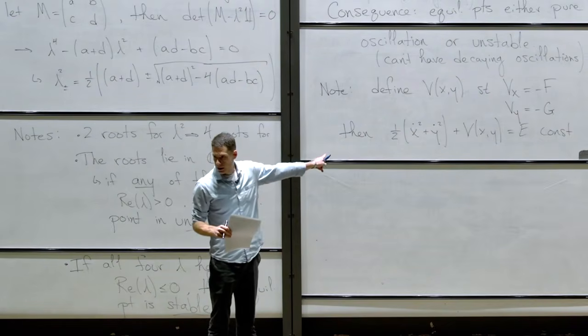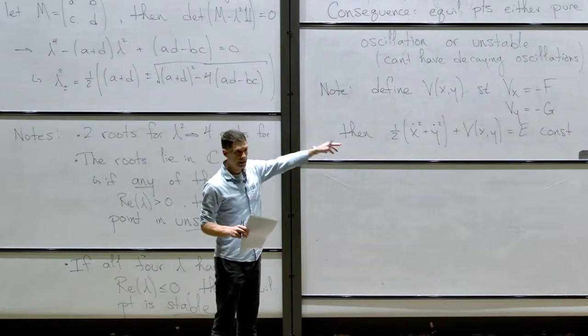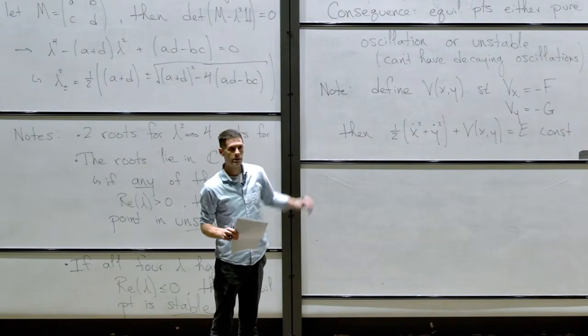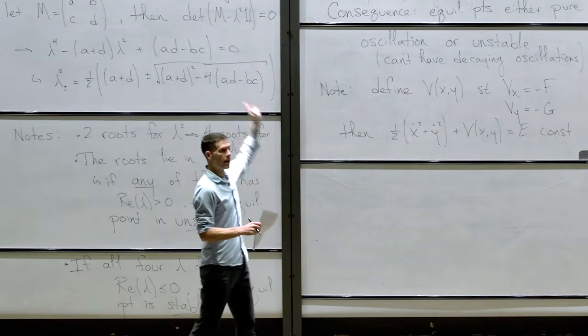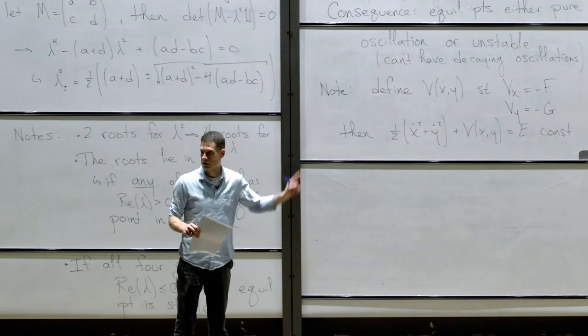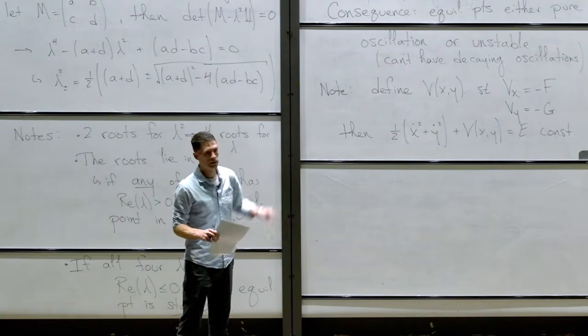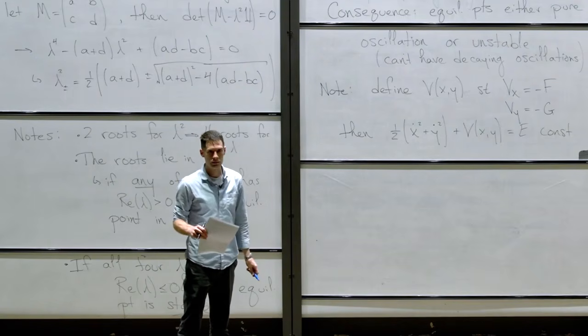You can quickly check that. I won't do it on the board. Just take a d/dt across that equation, and then you'll get the sum of the two Newton's equations. So you'll get that the sum of the derivatives of the left-hand side must be 0.